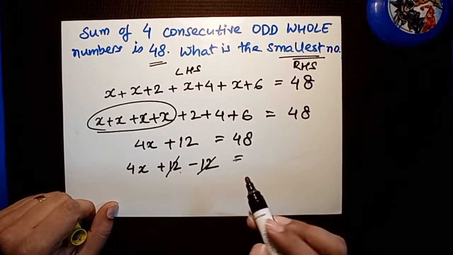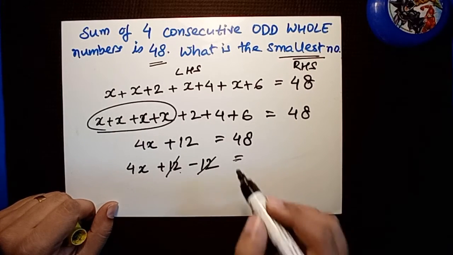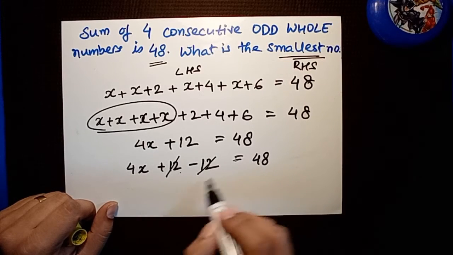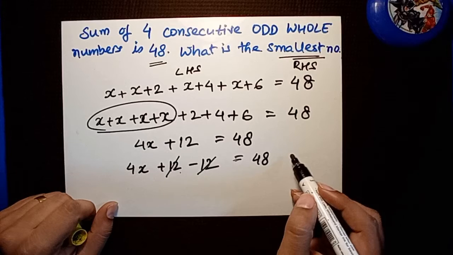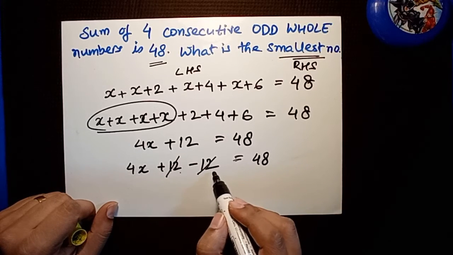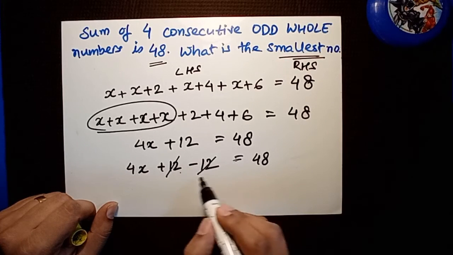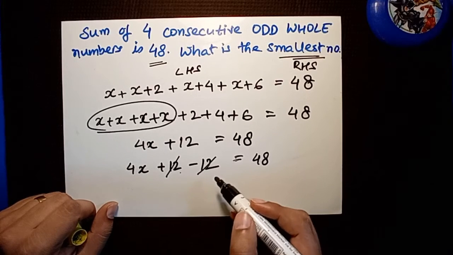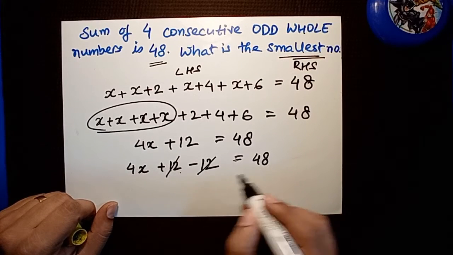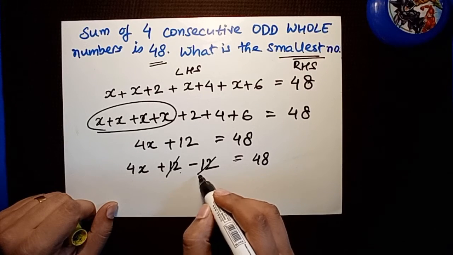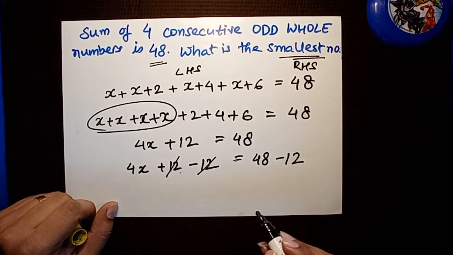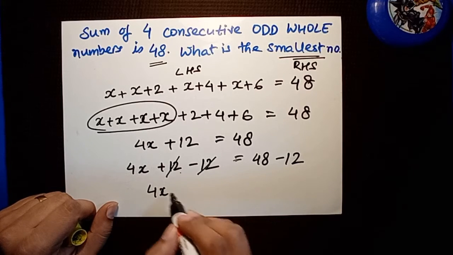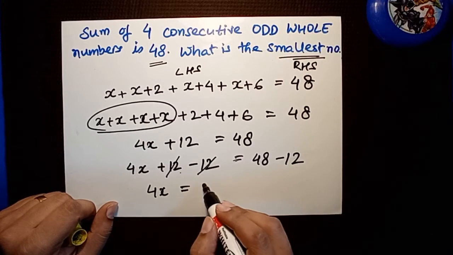And because it is an equation, to maintain the equality, whatever I did on the left hand side, I need to do the same thing on the right hand side. What did I do here? I subtracted 12, or I added minus 12 if I talk in terms of negative numbers. So minus 12 was here, so I need to put minus 12 here as well. So now my equation is 4x is equal to 48 minus 12, which is 36.